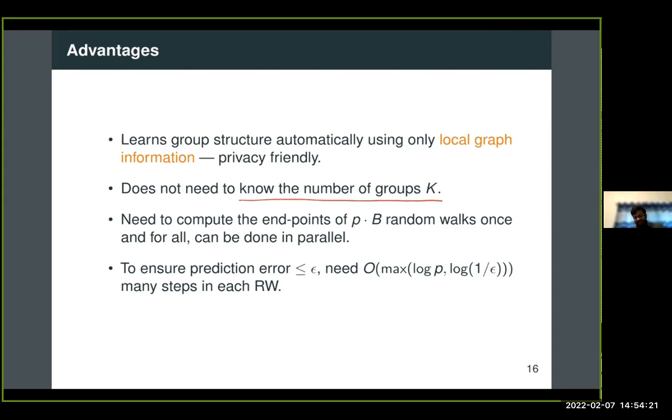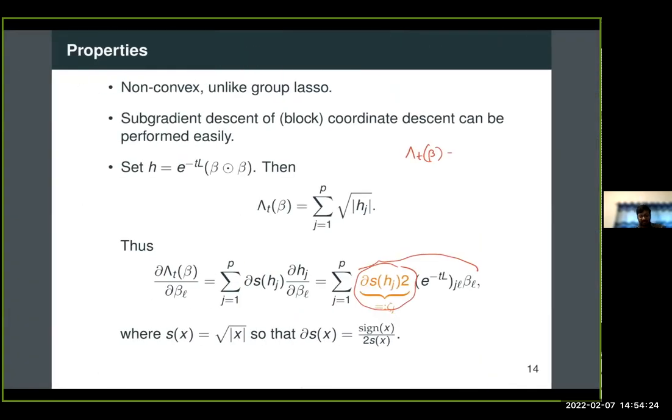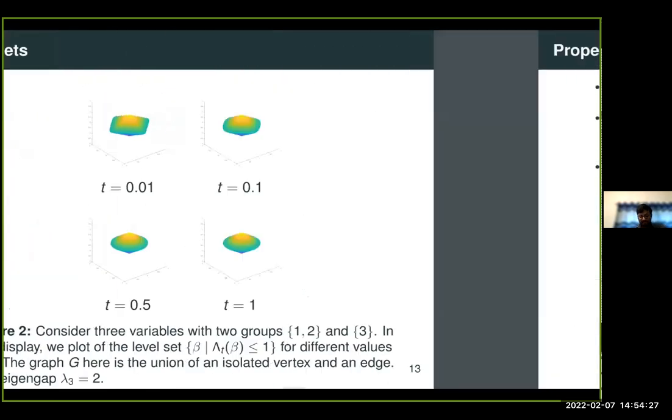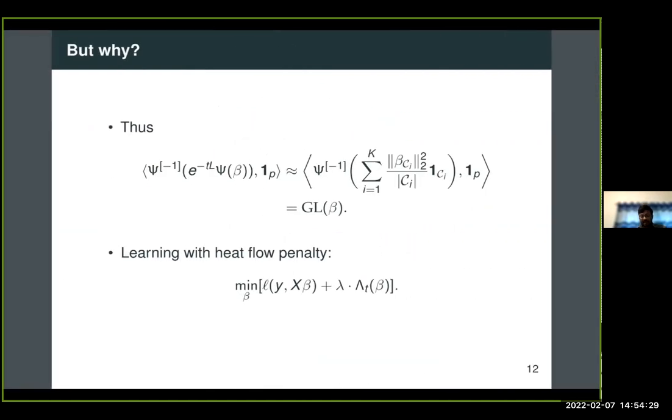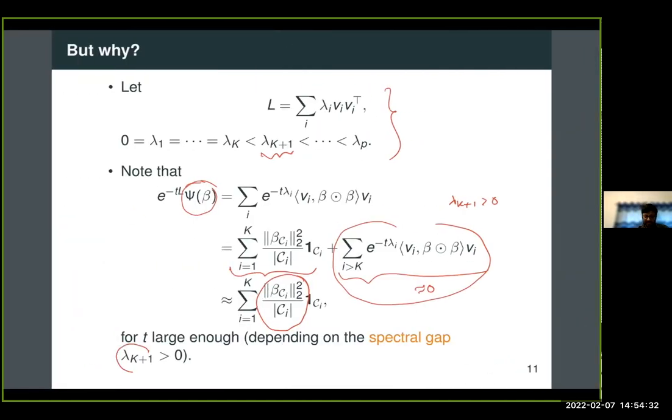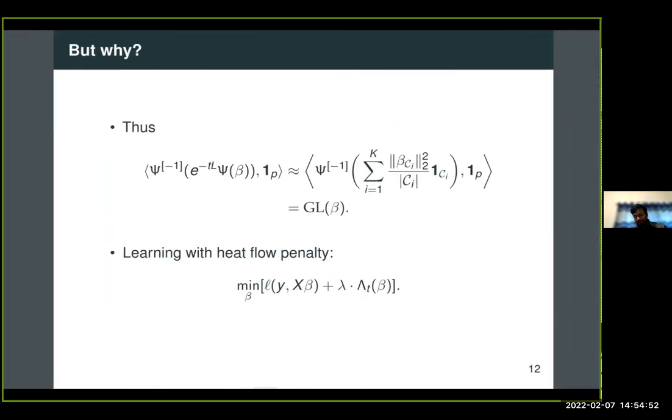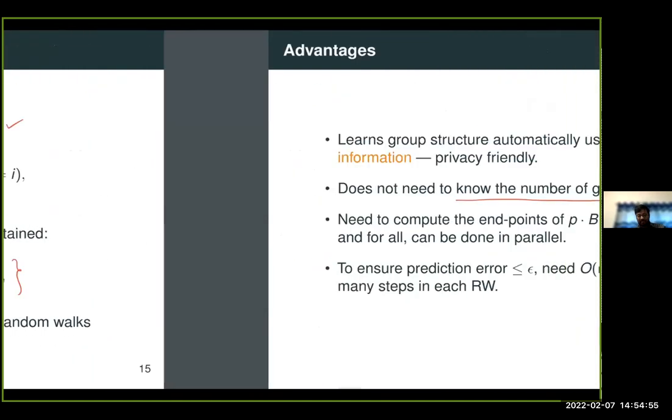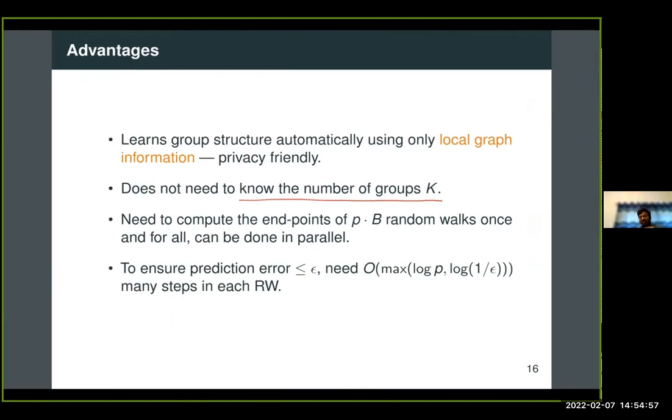Of course, there is a caveat. We do need to run the algorithm till a large time t, depending on this eigen gap, which depends on k. But in practice, you can treat this parameter t as a tuning parameter and use standard techniques for selecting tuning parameters, such as cross validation, to find the optimal t for your data. So a major advantage is that you do not need to know the number of groups.